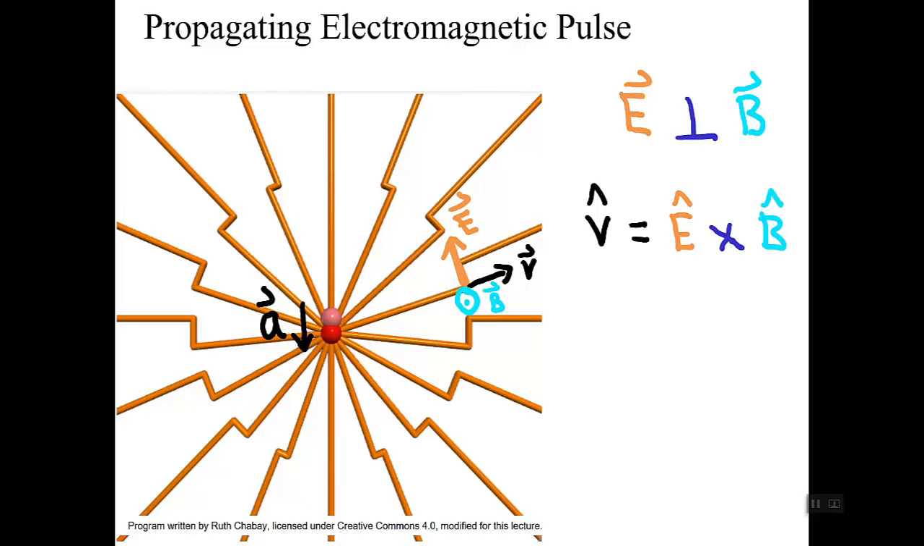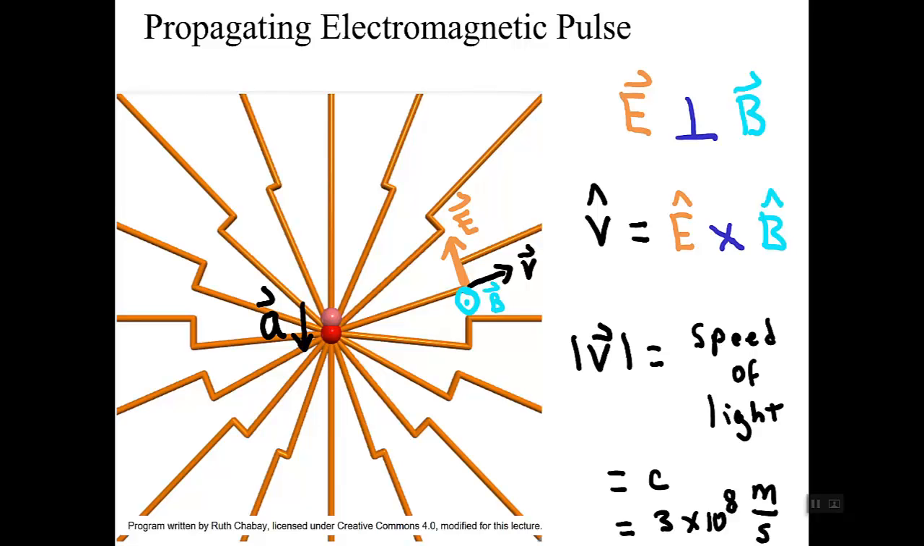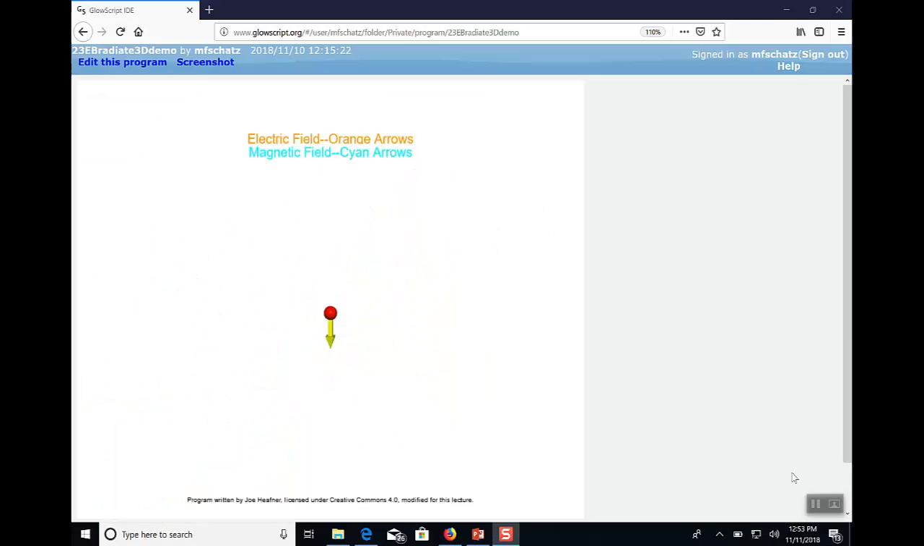Maxwell's equations tell us the propagation speed has a specific value. In empty space, that speed is the speed of light, denoted here with the letter small c and having the value of approximately 3 times 10 to the 8th meters per second. Let's take a look at how all this appears in 3 dimensions.